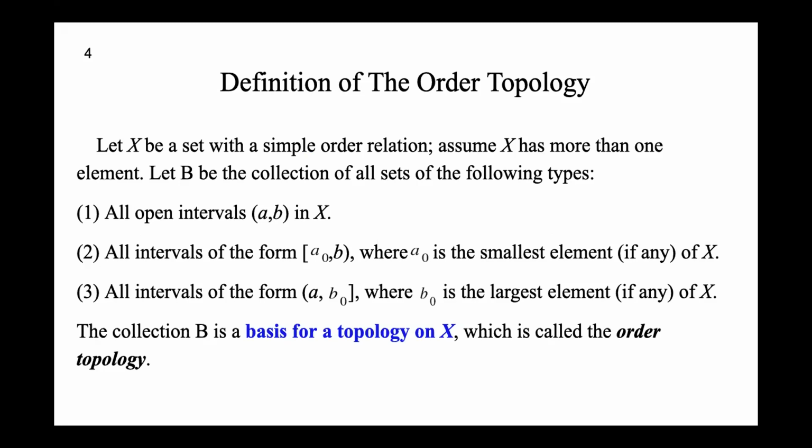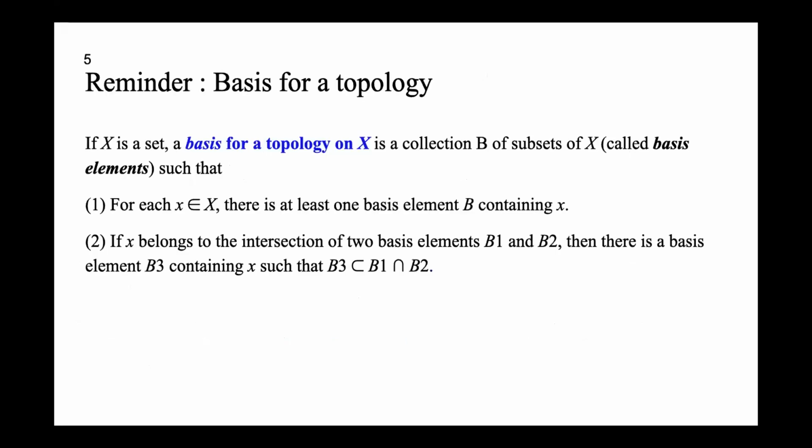Okay, so we don't have to have the intervals of type 2 and 3 if X is unbounded, right? No. Okay, yeah, makes sense. Thank you. Okay. So that's a reminder of the definition of basis for topology. I guess you already have done that.